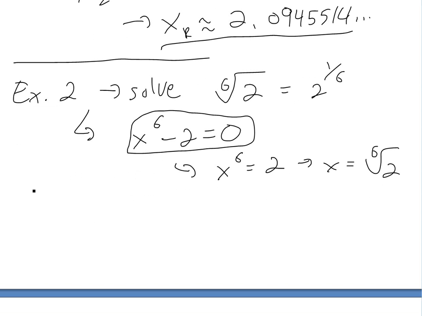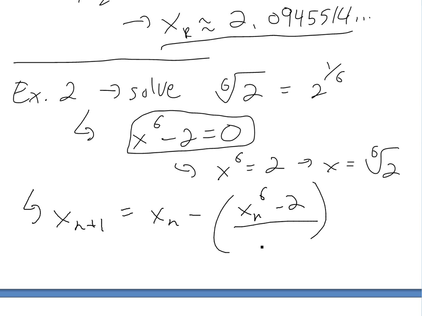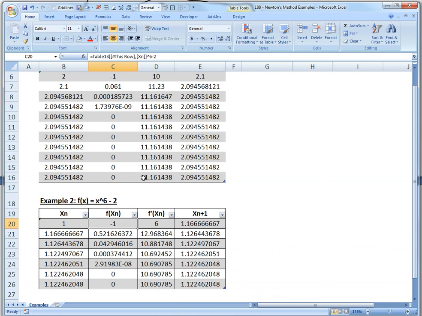Now if we do the same thing as above, we know xn plus 1 is equal to xn minus, well, this is xn to the 6 minus 2, and then the bottom is going to be the derivative, which is 6 xn to the power of 5. Now we just plug this into Excel. If we plug this into Excel and use a starting point of 1 in this case, we see that you get xn is 1.16, and it converges pretty fast, and we get a number of 1.122 and whatnot. So we get this number.